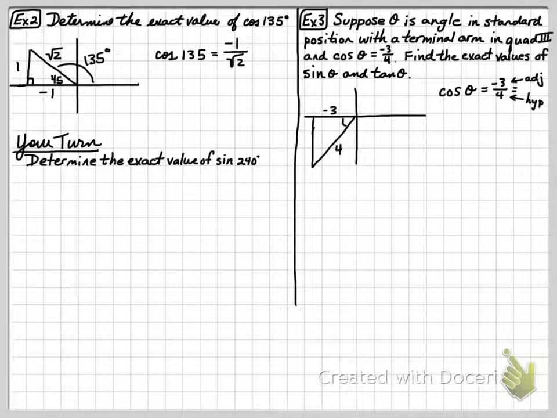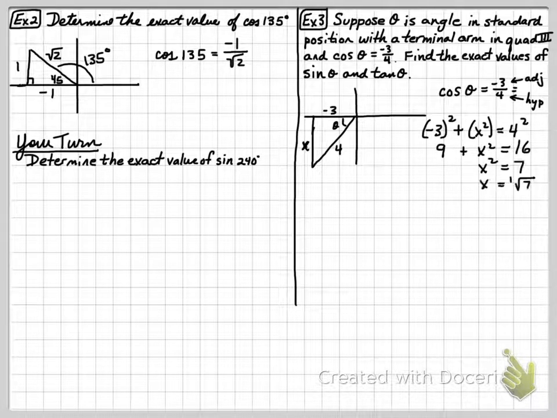And if you solve a squared plus b squared equals c squared, x is going to work out to be root 7. We're going to leave this as positive or negative root 7, and here, since it's going down from 0, we're going to have x equal to negative root 7. So I'm going to erase the x and put negative root 7 there.